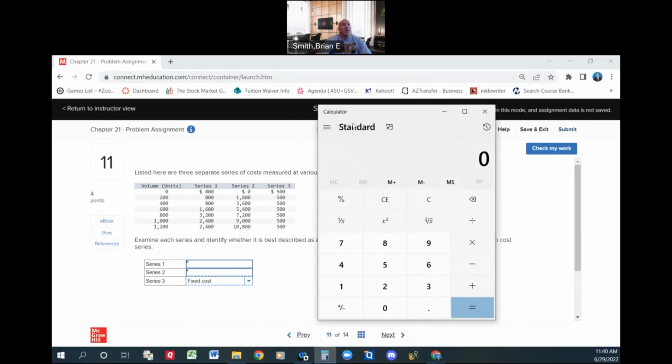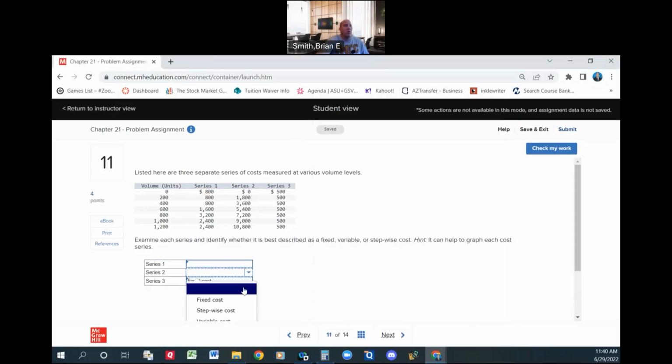Okay, let's look at series 2 really quick. I want to just take 1,800 divided by 200. So it looks like it's a $9 cost per unit. Let's take 9 times 400. Okay, 3,600. Yeah, series 2 is definitely variable.